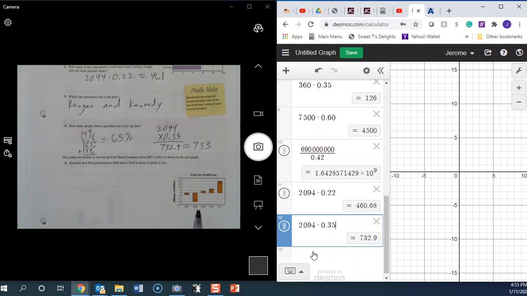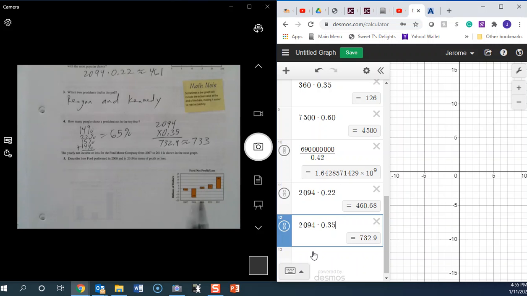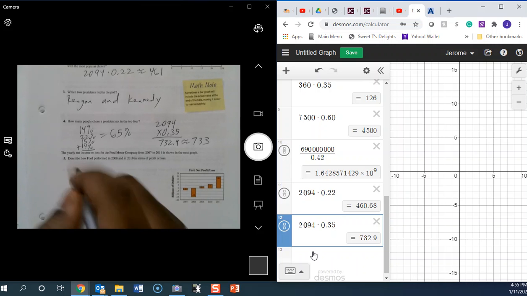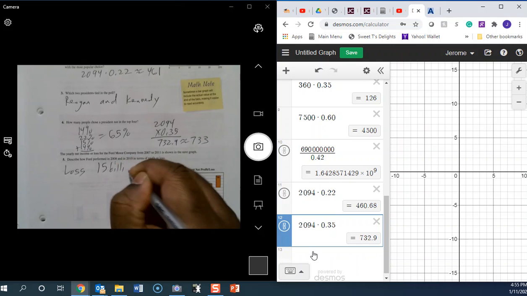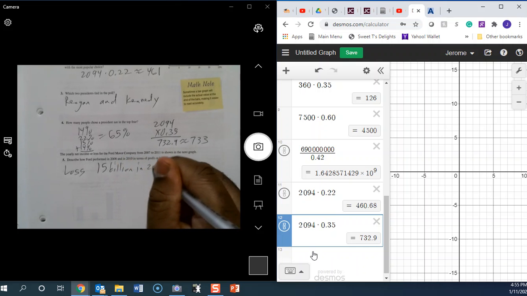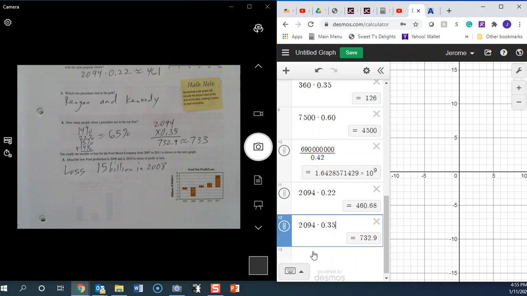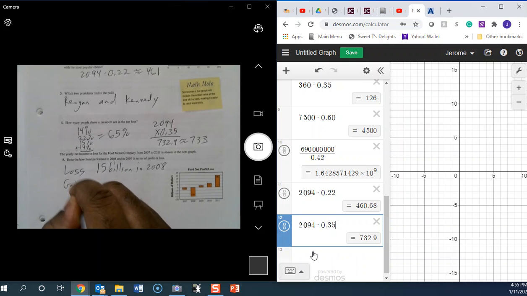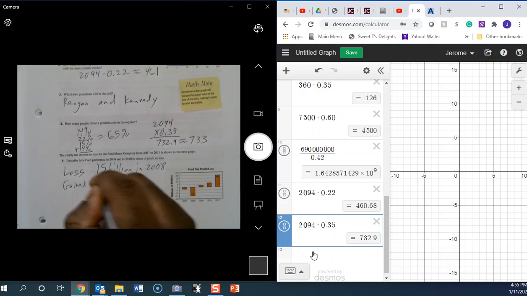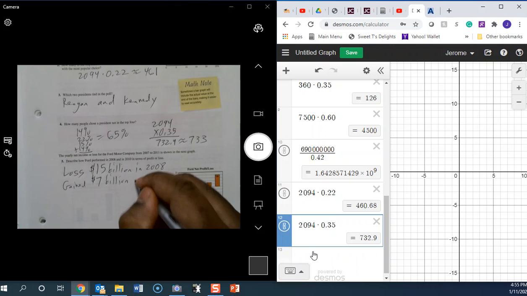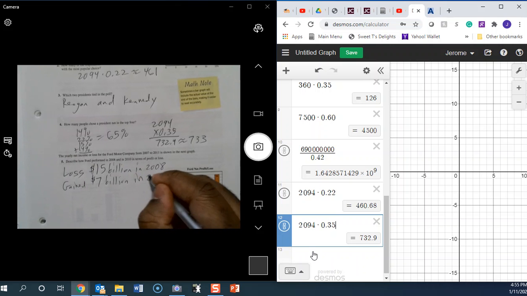In 2008, as you see here, it's a negative 15. And remember, the profit or loss is in billions. So they lost 15 billion in 2008. Now in 2010, if you notice, it's going up and it's a positive 7. So they gained 7 billion dollars in 2010.